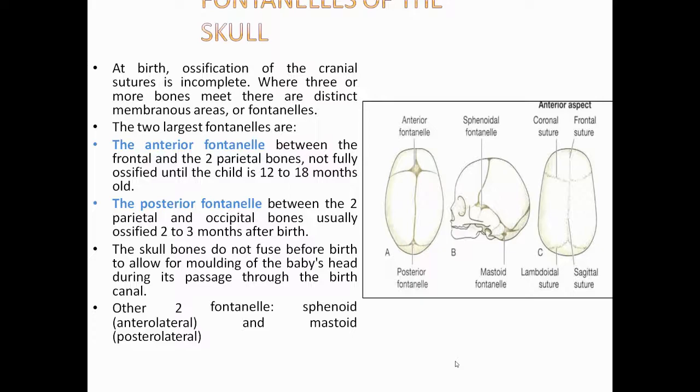The skull bones do not fuse before birth to allow for molding of the baby's head during its passage through the birth canal. Two other fontanelles, sphenoid and mastoid, are also present in the skull at the time of birth.